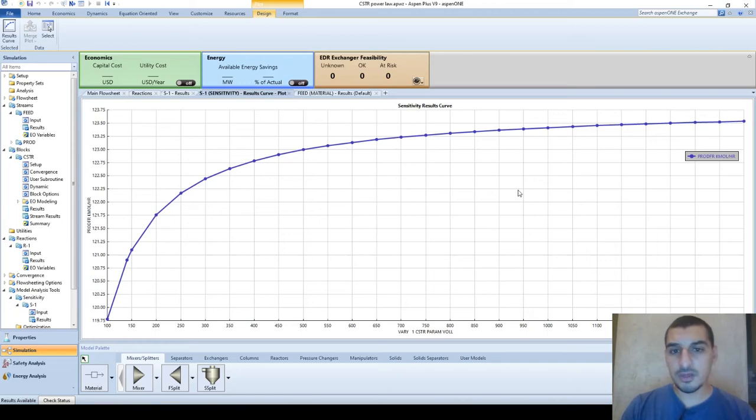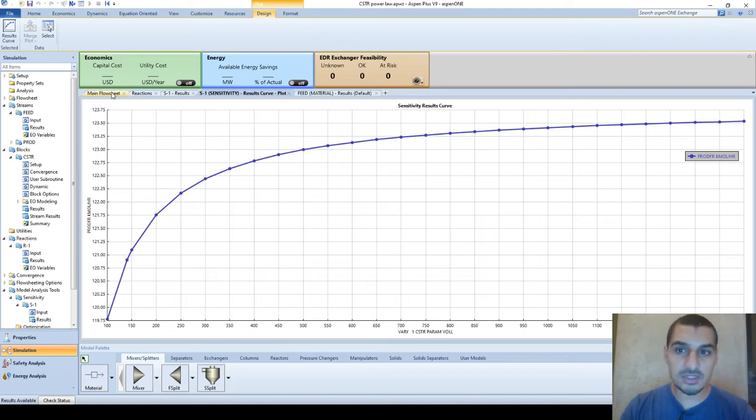Hello everybody. In this video we'll see one nice feature in Aspen Plus that we have not mentioned in any previous video, which is using Fortran to write codes to calculate data that you are interested in.